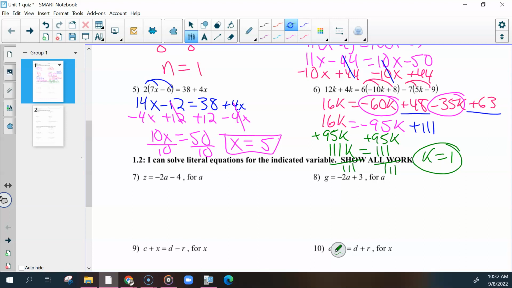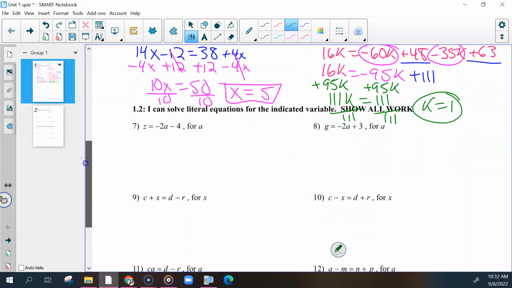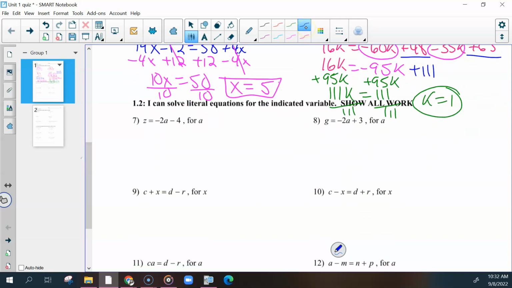Do you have any questions on that one or that section in general? So like I said, the majority of you did better on the first section than the second. The second section is where we saw a lot of issues. For things like 7 and 8, they're solved very similarly. There are different ways to go about doing both of them.